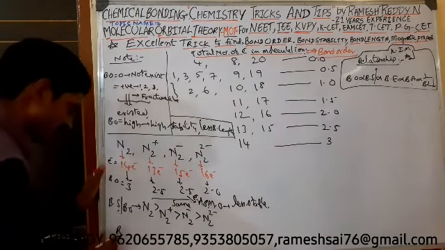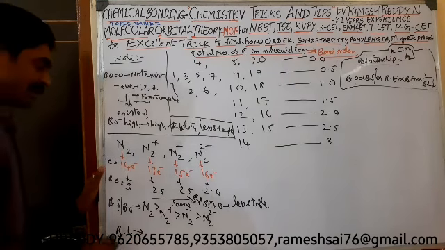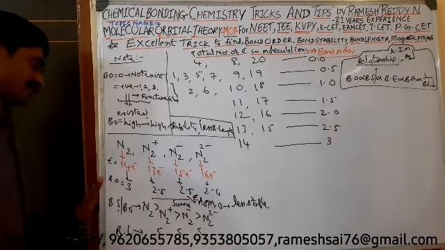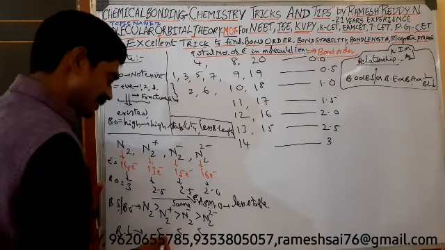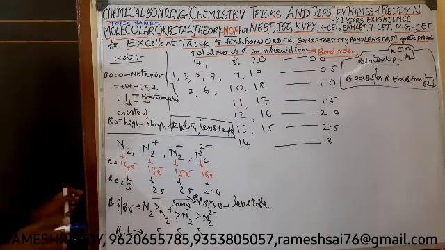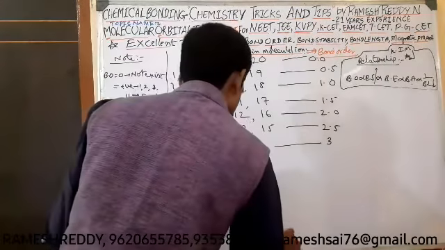And if they ask what is the bond length order? Bond length is the inverse, opposite, right? That is N2 is less than N2 plus, is less than N2 minus, is less than N2 2 minus. Okay, is it clear? Next one.